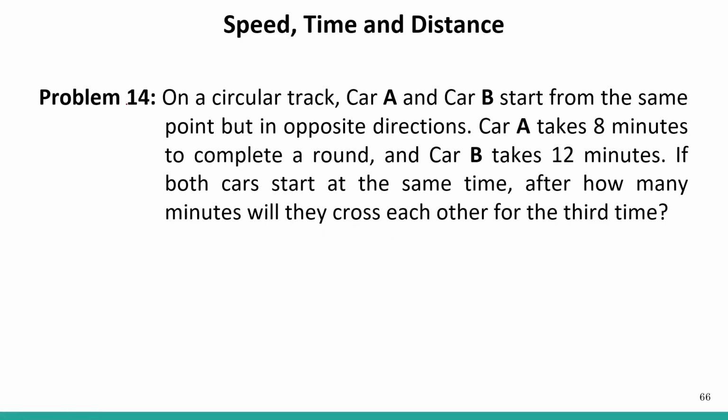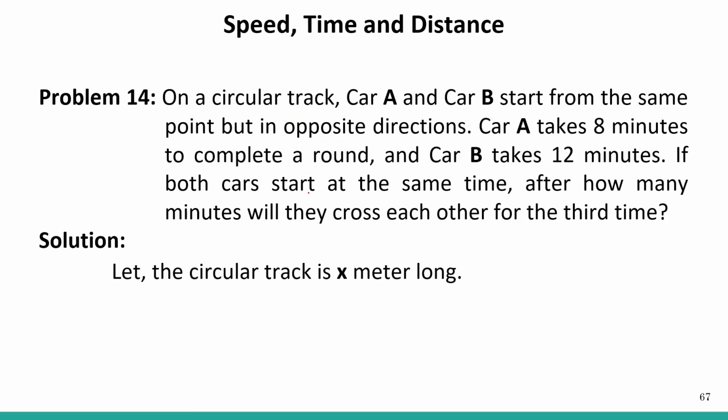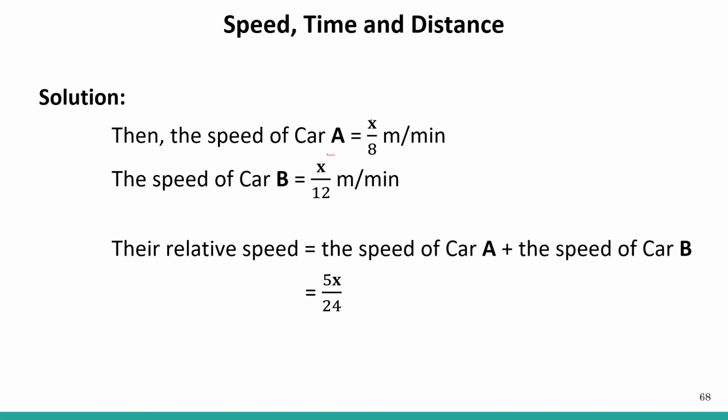Okay, so let's see problem number 14. On a circular track, car A and car B start from the same point but in opposite directions. Okay, here opposite is the key point. Car A takes 8 minutes to complete the round and B takes 12 minutes. If both the cars start at the same time, then after how many minutes will they cross each other for the third time? So let the circular track be X meters long. Car A's speed is x by 8 meters per minute and car B's is x by 12 meters per minute.